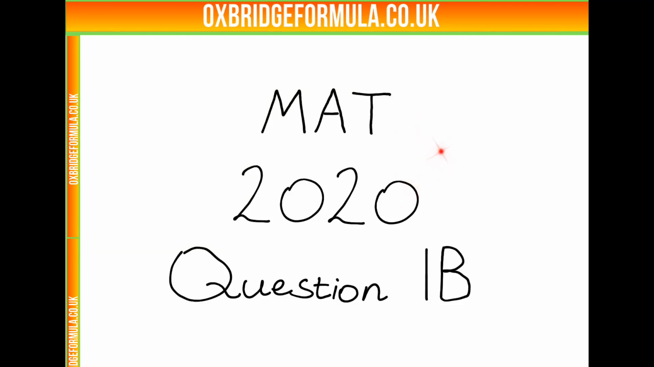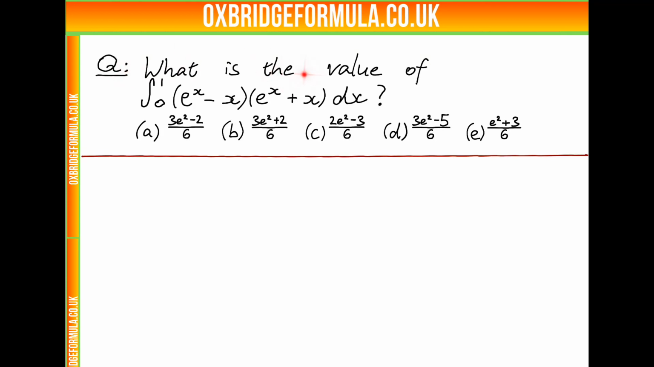Welcome to the 2020 Math question 1B. The question asks us to find the value of the integral from 0 to 1 of e to the x minus x times by e to the x plus x integrated with respect to x.